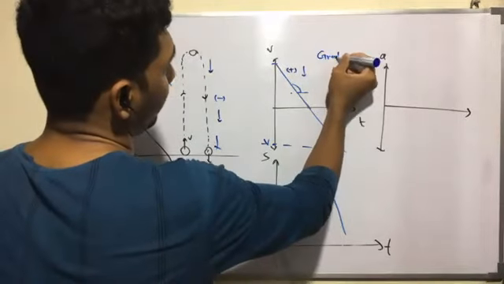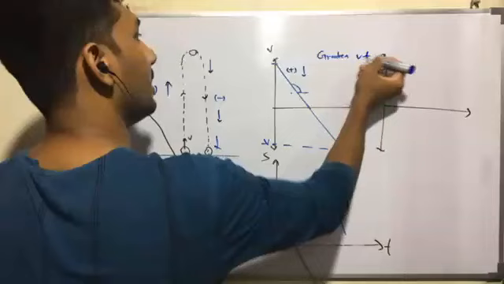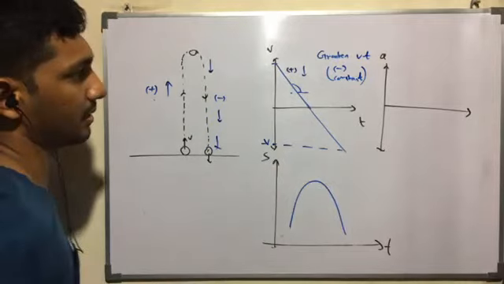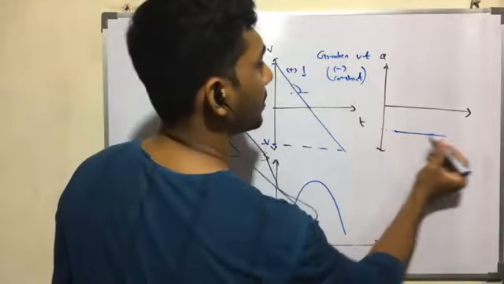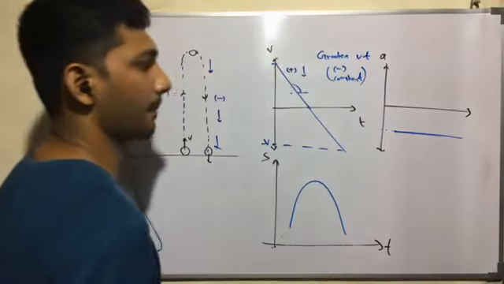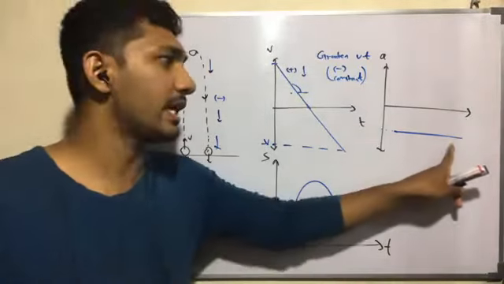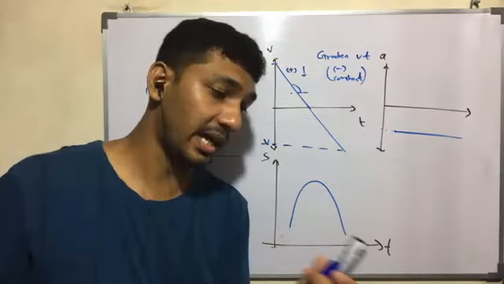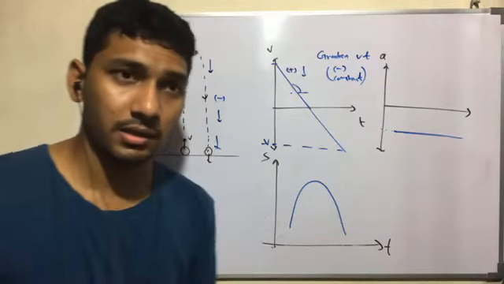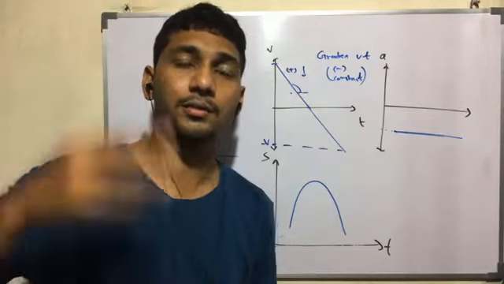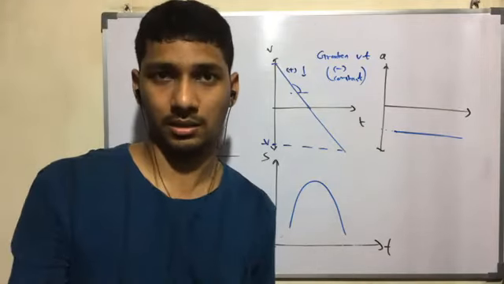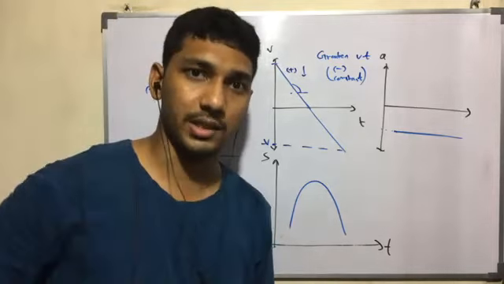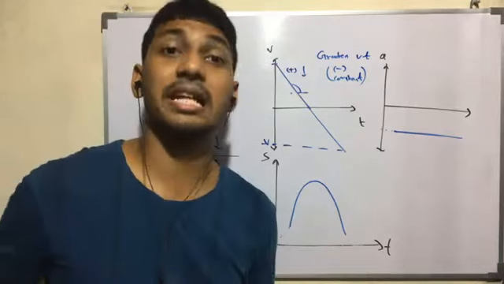So the gradient of VT is negative and constant, an obtuse angle and constant. So acceleration will be negative and constant. So on the negative side, you draw a constant graph. This shows you the acceleration never changes. It's always downwards. Why? Because the direction of force doesn't change. The force is the one that produces acceleration. Always the force and acceleration will be in the same direction. So always the weight is pulling downwards. So the acceleration will not change direction. Okay.